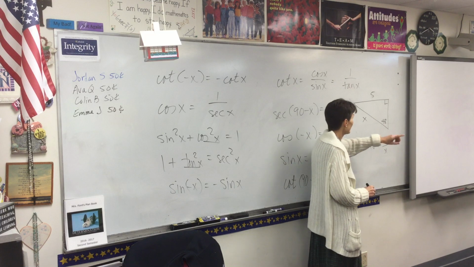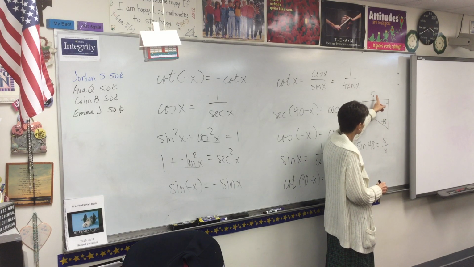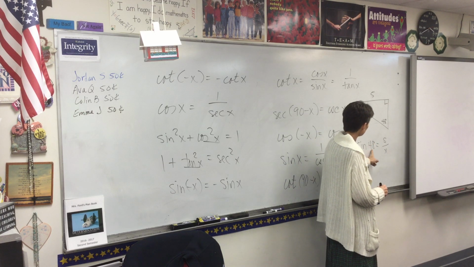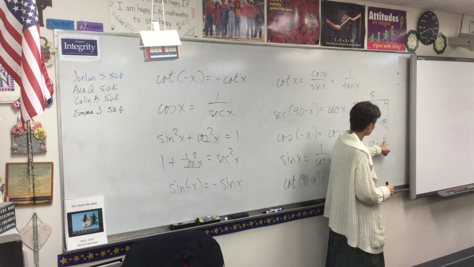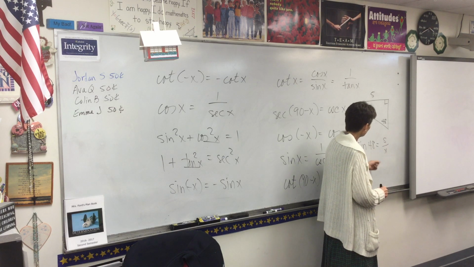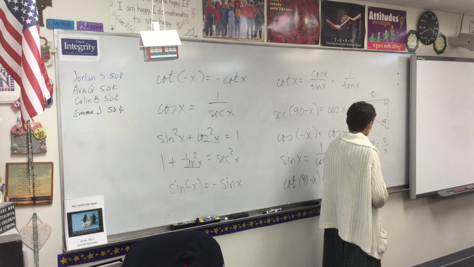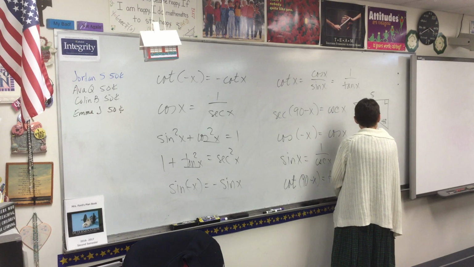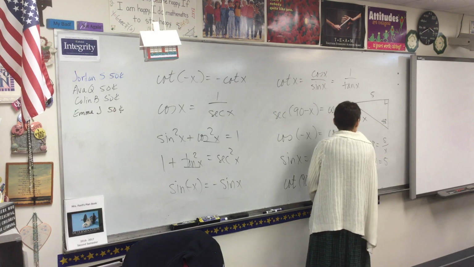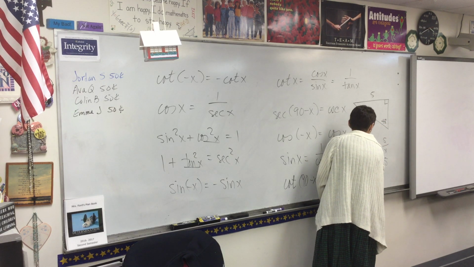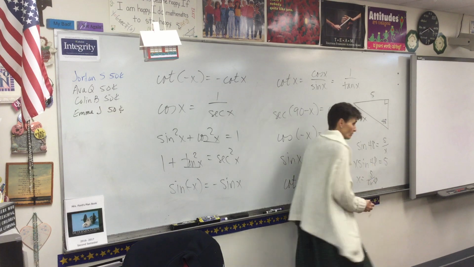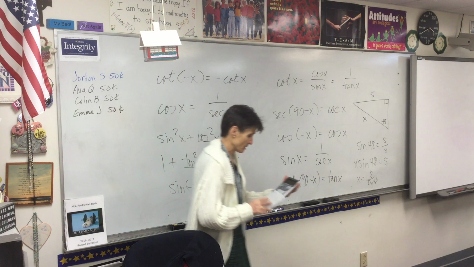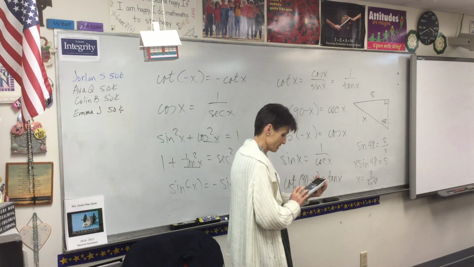How come it's a sine? Because this is the opposite, and this is the hypotenuse. So we're going to use sine 48 equals 5 over x. The sine of the angle equals opposite over hypotenuse. So to solve that, we'll multiply by x, and then we will divide by sine 48. Now, I have no idea what you've been doing with your calculators. Let's make sure it's in degree mode, because that is 48 degrees.